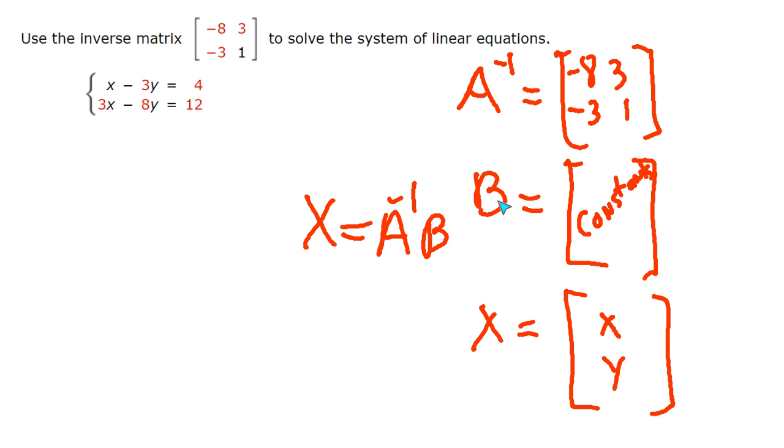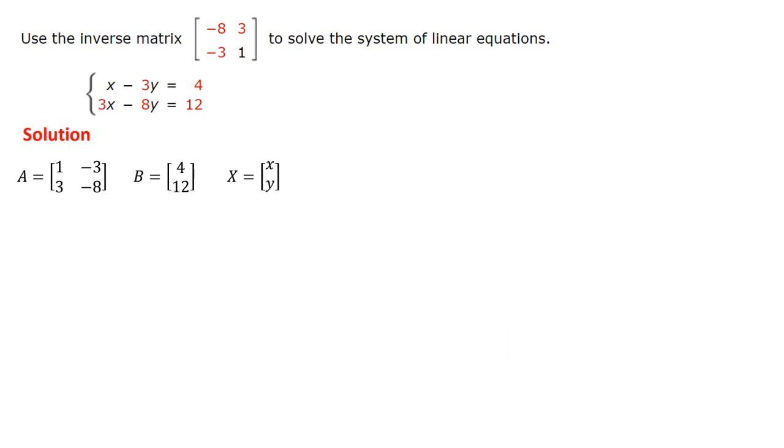So let's go on. My B matrix is my constants, 4 and 12. My A matrix is the coefficients 1, negative 3, 3, and negative 8. And my X matrix is my variables X and Y. The reason I put A here is because you're not always going to be given an inverse. If you don't get the inverse, you're going to have to find it yourself. In this case, A inverse is already given here.